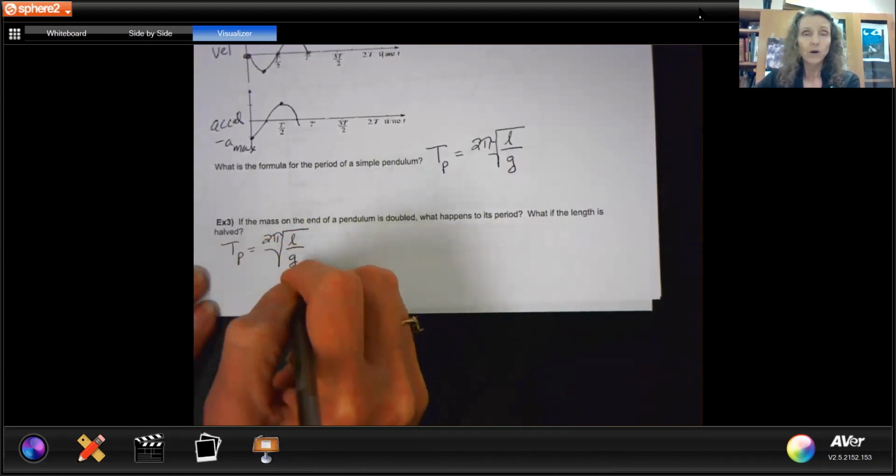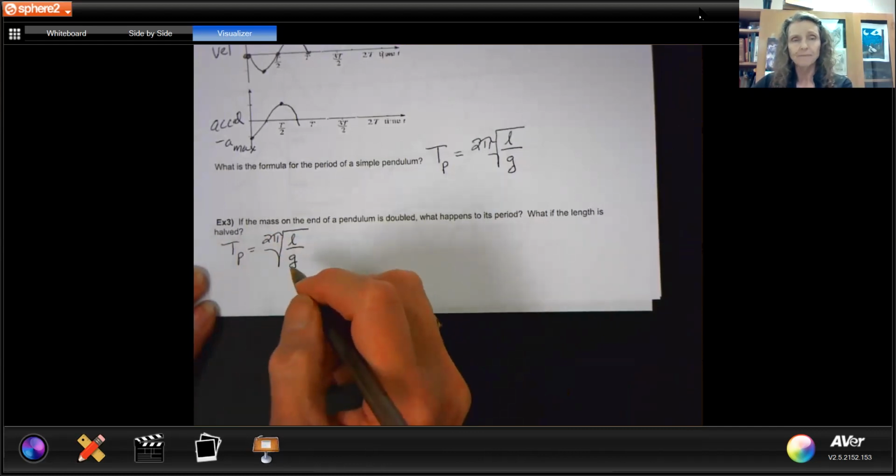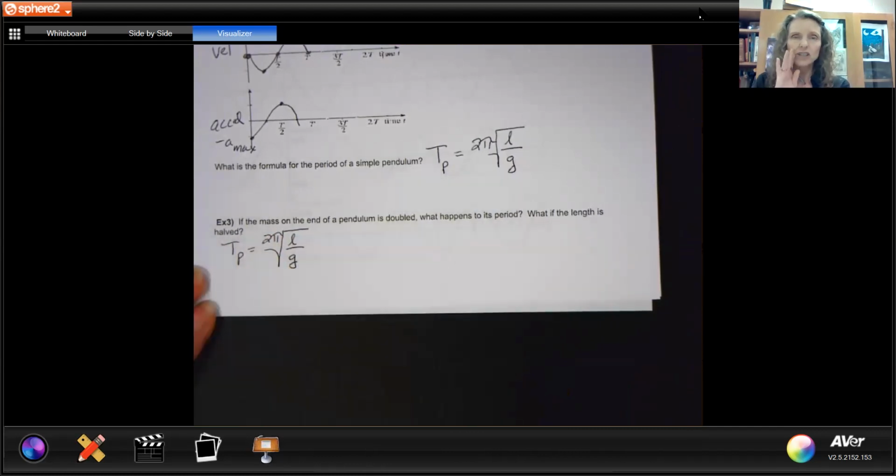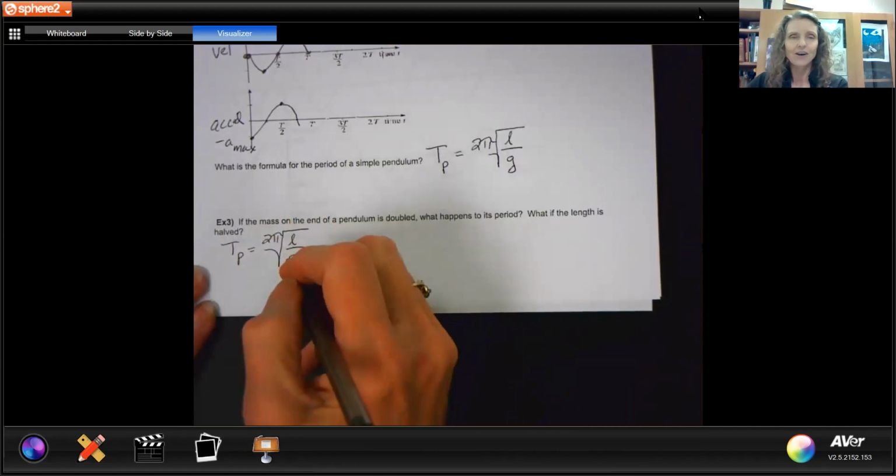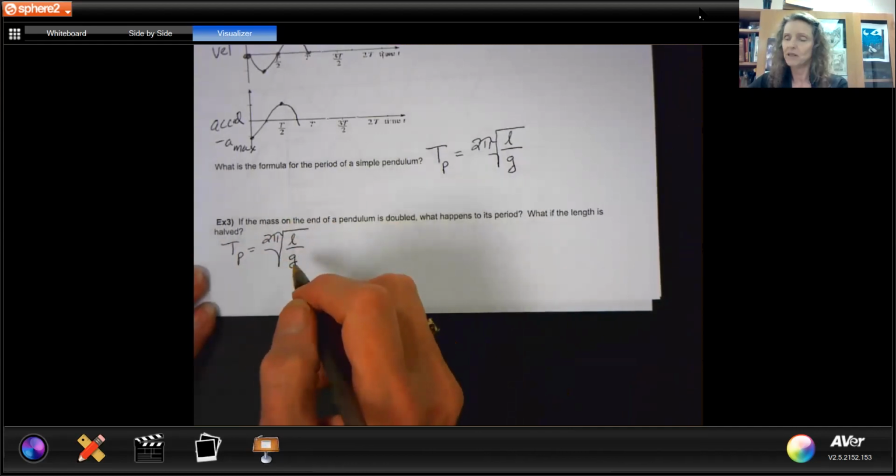By the way, memorizing these is really smart. It saves you a ton of time. How do you memorize this one? It's easy to remember. G is on the ground, okay? Gravity comes from underneath, something like that.